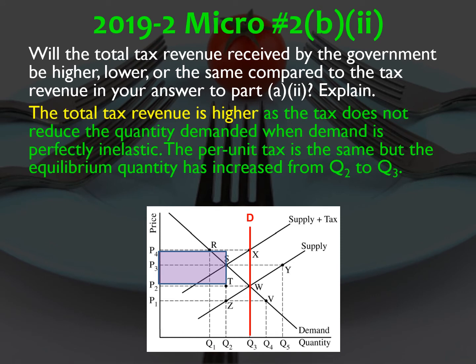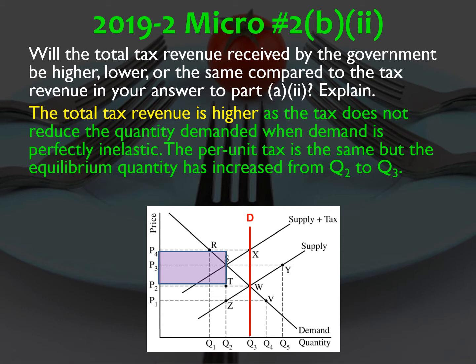So the total tax revenue is now higher, as the tax doesn't reduce the quantity demanded when demand is perfectly inelastic. So when demand is perfectly inelastic, that just tells you the people that need the good are still going to buy the good regardless of the price. So there is actually no change at all in the quantity demanded depending on the price.